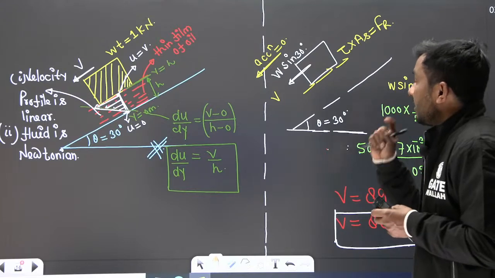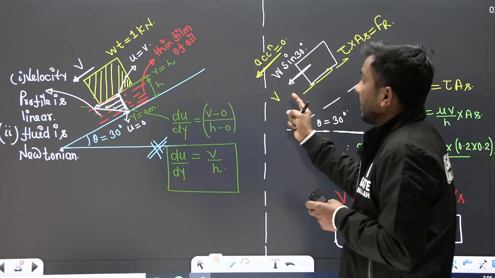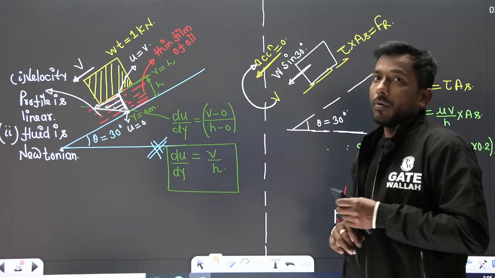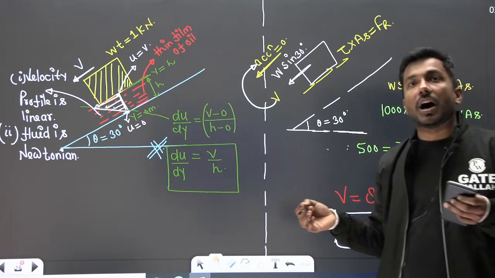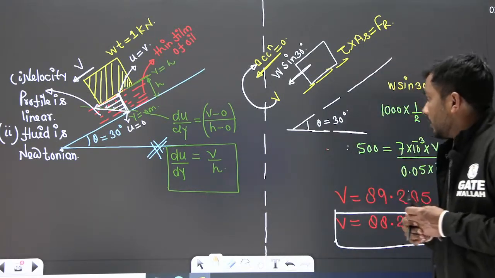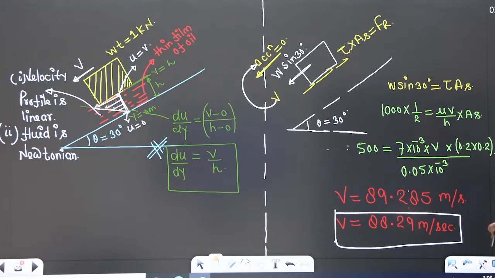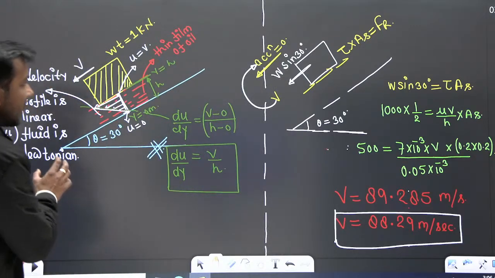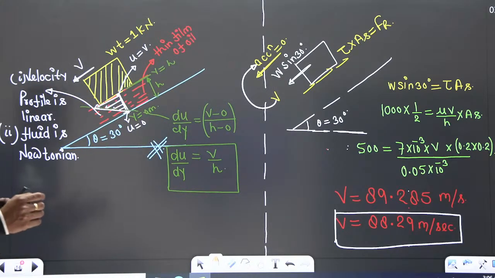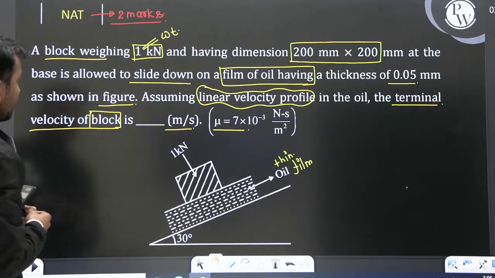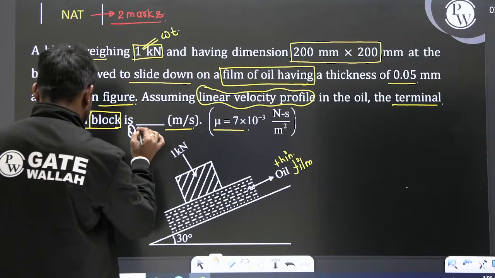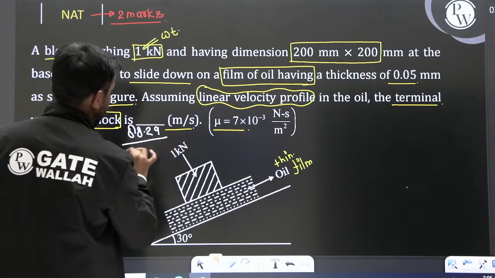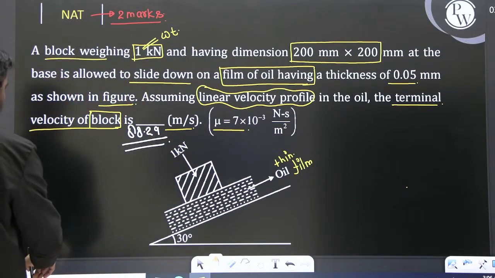Please remember that when they ask about the terminal velocity, it comes when the acceleration should be 0, that is, the body moving with a constant velocity or without any acceleration. So this is the correct answer. I hope you can understand the solution of this question. So let me move on.